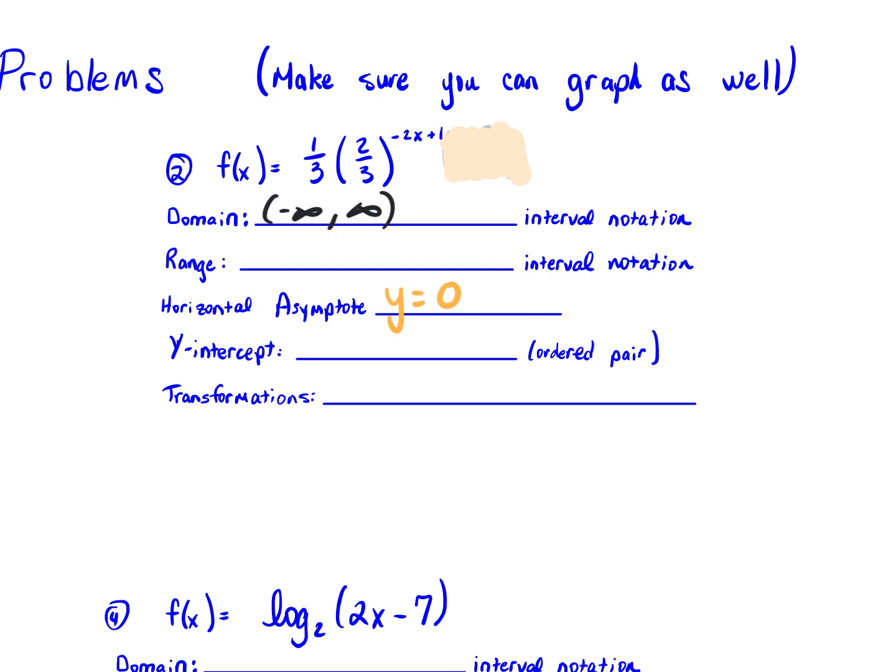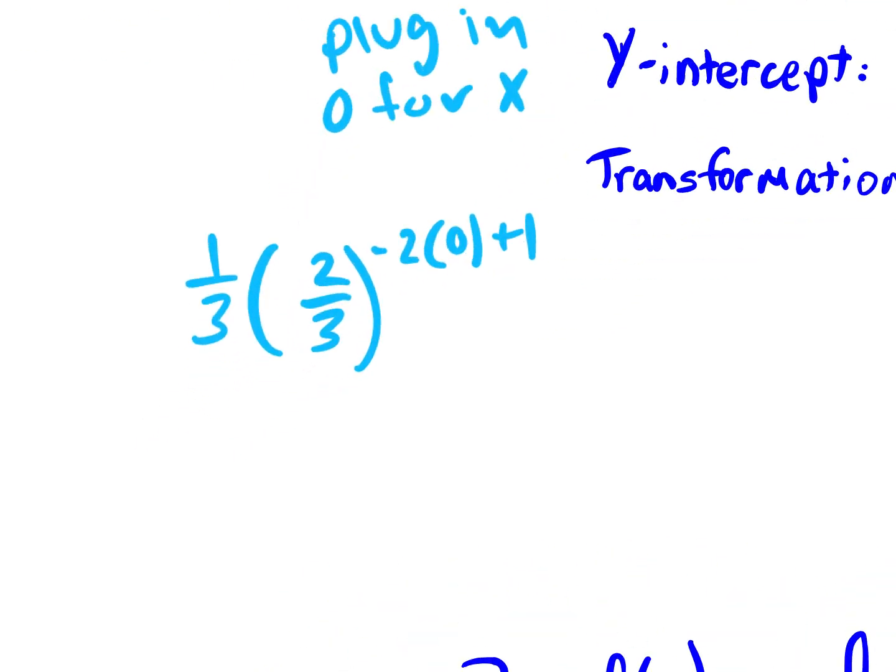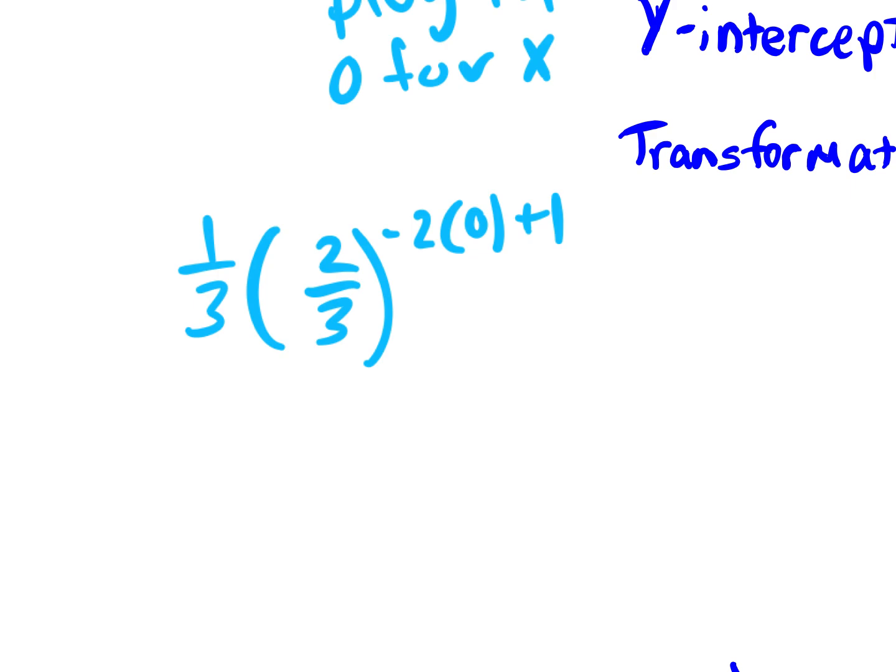So with our y-intercepts, how do we find the y-intercept? Awesome. Plug in 0 for x. So in my equation here, I've got 1/3 times 2/3 to the power of -2 times 0 plus 1. Santi, be super careful here when you're doing the math. You need to do your exponent first, evaluate the exponent, and then we're going to multiply by that 1/3 outside. So first thing I'm going to do is the exponent. -2 times 0 would be 0, and 0 plus 1 is 1.